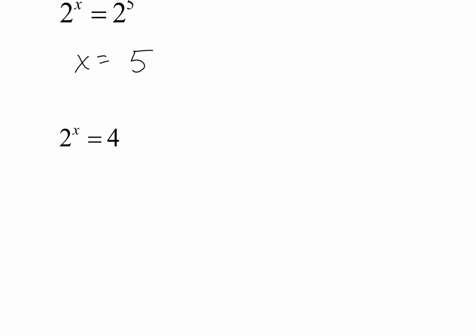The second one, we have to think a little bit harder. 2 to the what equals 4? Well, I think you probably know 2 to the second equals 4, so x is 2. But there's another way we can think about this. We can rewrite 4 as 2 to the second. And now you start to see this idea. I have the same base on each side, a 2 and a 2. And in order for this to be true, x must equal 2.